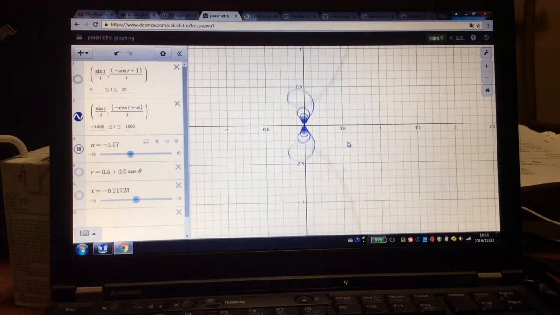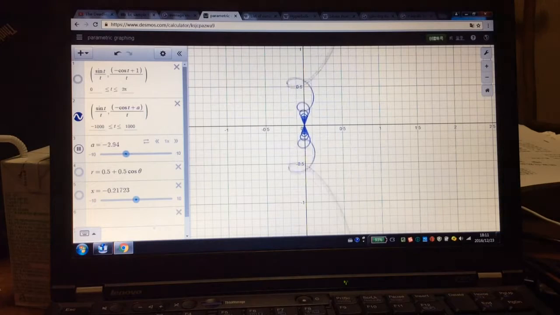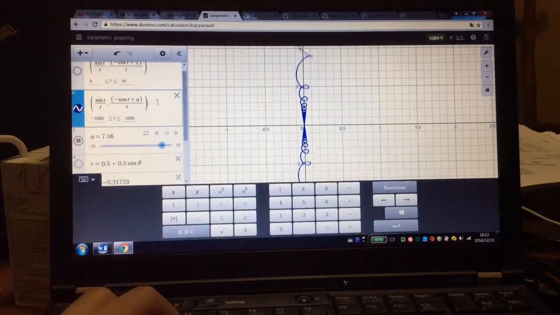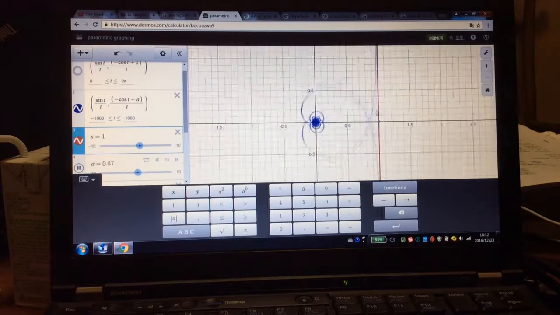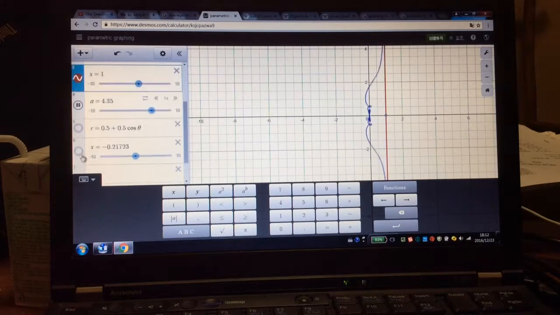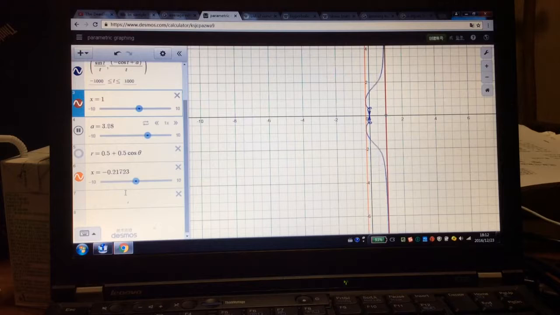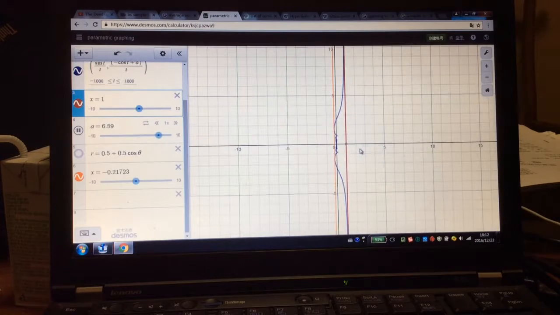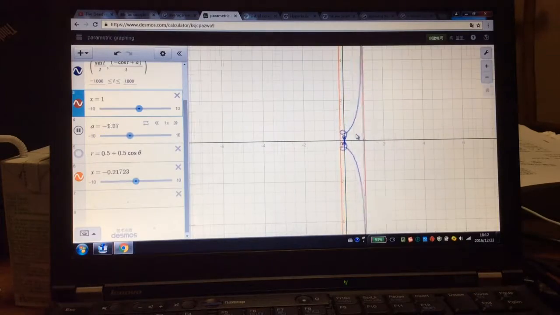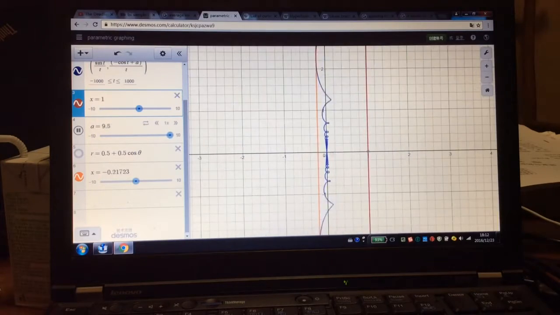One thing to note is that no matter how this graph changes, it has a vertical asymptote of x equals 1. Let's type x equals 1 here, see? And another vertical asymptote at about x equals negative 0.21723. I'm not sure about this one, but this was basically the domain for this graph. It will never pass those two lines.